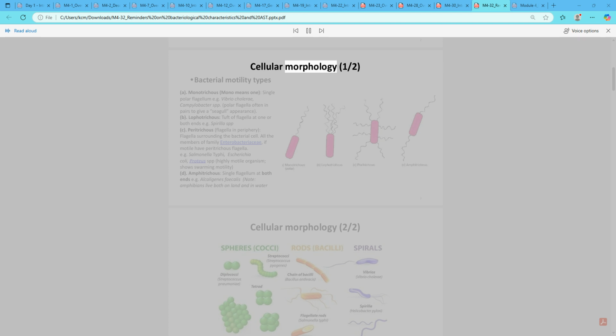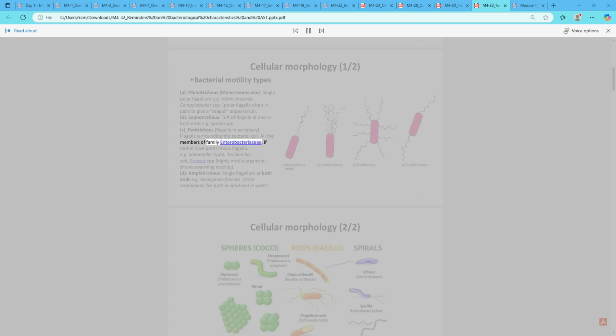Cellular morphology, bacterial motility types. A. Monotrichous: mono means one, a single polar flagellum, e.g. Vibrio cholerae, Campylobacter spp. Polar flagella are often in pairs to give a seagull appearance. B. Lophotrichous: a tuft of flagella at one or both ends, e.g. Spirilla spp. C. Peritrichous: flagella in the periphery, surrounding the bacterial cell.